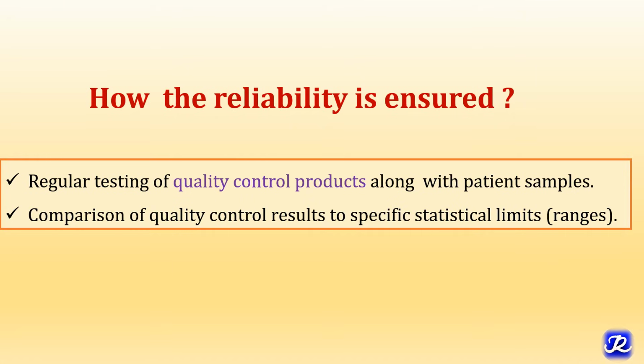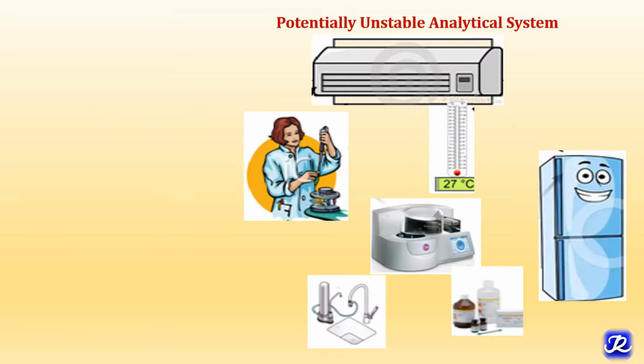So as we are concerned with reliable, that is precise and accurate results, how is this reliability ensured? This reliability is ensured with the regular testing of quality control products along with the patient samples, and comparison of quality control results to the specific statistical limits, that is ranges.